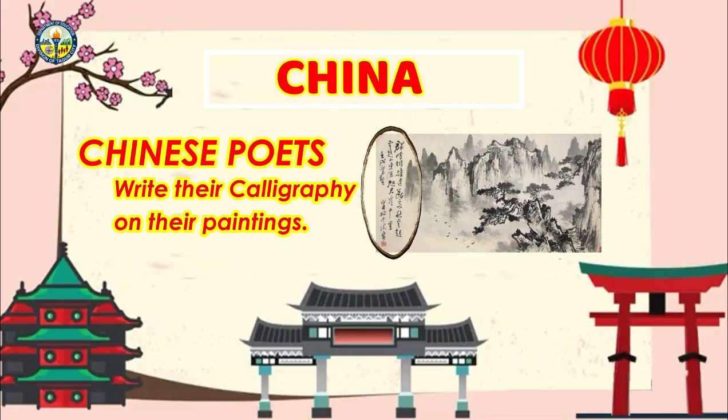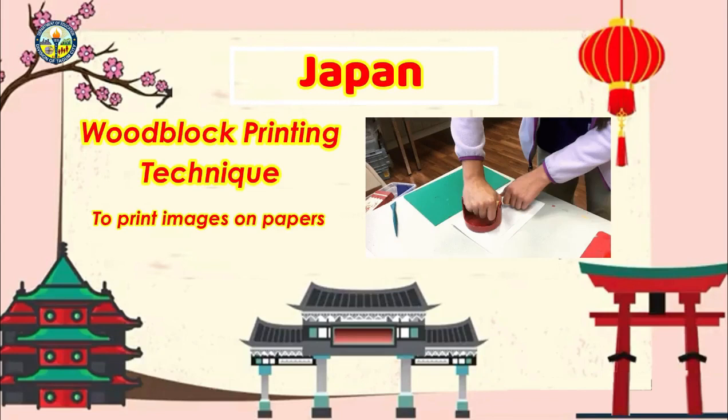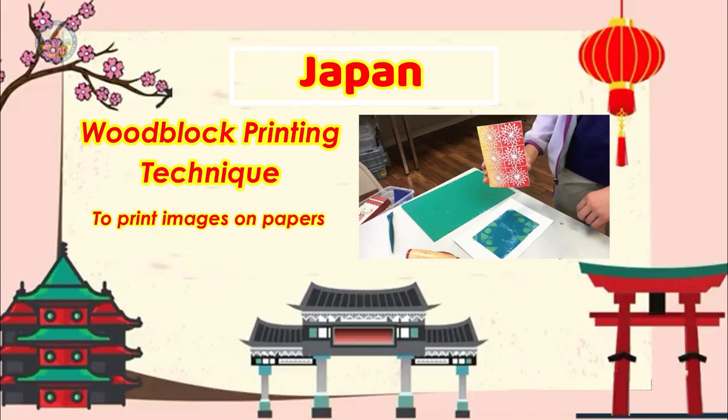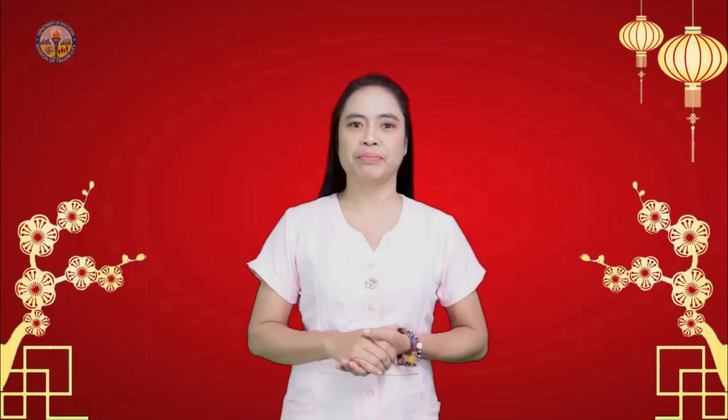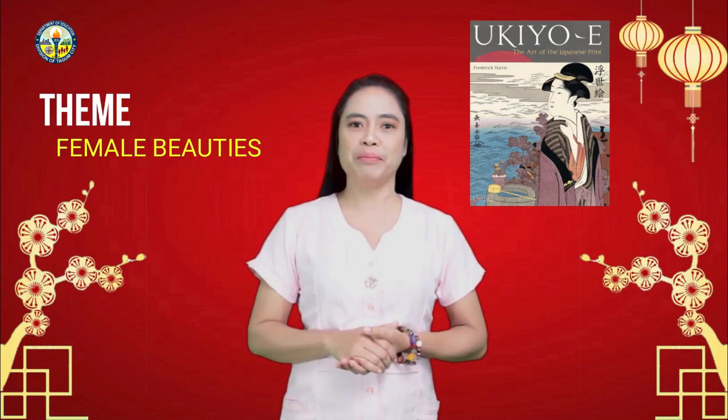In Japan, people use the woodblock printing technique to print images on papers. The most common theme in Japan for printmaking describes scenes from everyday life. Ukiyo-e is the best known and most popular style of Japanese art that is related to the style of woodblock printmaking. The common themes of ukiyo-e include Japanese theater actors and female beauties.